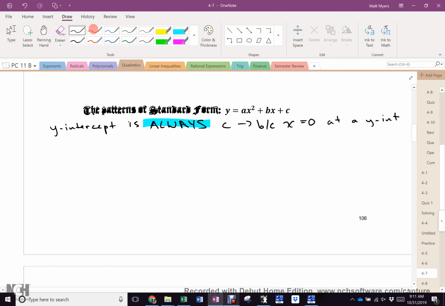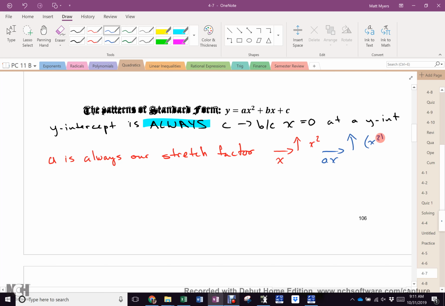Right? What else do we know? a is always our stretch factor. If there's no number there, it's a normal parabola. What do I mean by stretch factor? We remember it as this: x squared is normal. If it's ax squared, that still is x squared, but I've got to multiply that answer by a. Everybody cool?